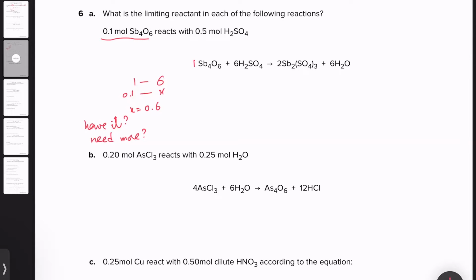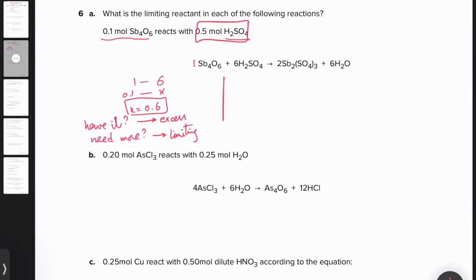Do you have this much H2SO4? We don't. If you have it, that means the thing is in excess. If you need more, that means the thing is limiting. It will limit how much of the reaction occurs. You don't have it, that means it is the limiting reactant. The limiting reactant is going to be H2SO4. So that is one approach.